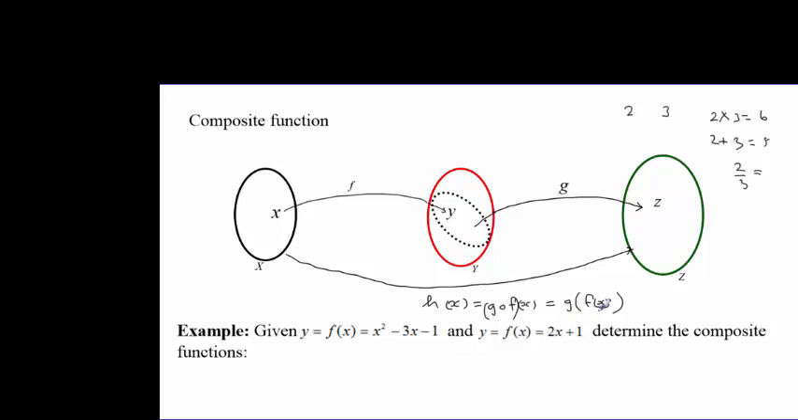For G, you'll have to take values of F, evaluate them, and land somewhere at Z. And this kind of a function is going to be called a composite function. Now it's a composite of F and G. And this is read as G after F.